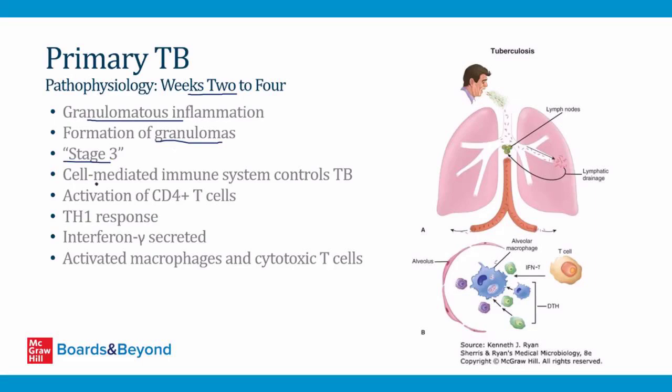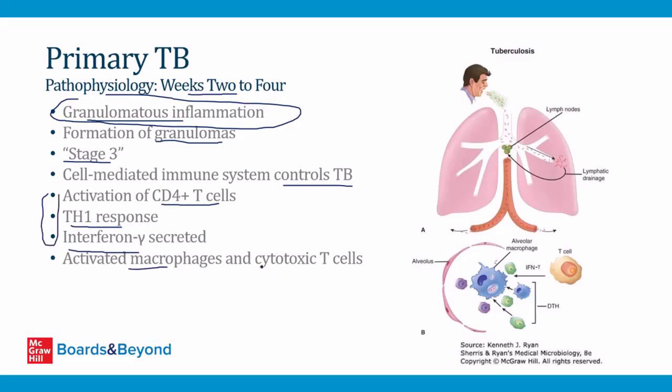What's happening in this phase of the infection is the cell-mediated immune system is trying to control the tuberculosis infection, but it can't eliminate it from the body, and that's what leads to chronic inflammation in the form of granulomatous inflammation. Some of the key things to know on an immunological level here are that, first of all, CD4 positive T cells are activated and they are inducing a Th1 response. Lots of interferon gamma is being secreted. And all of these things go on to activate macrophages and cytotoxic T cells, which are going to try and contain or clear the infection.